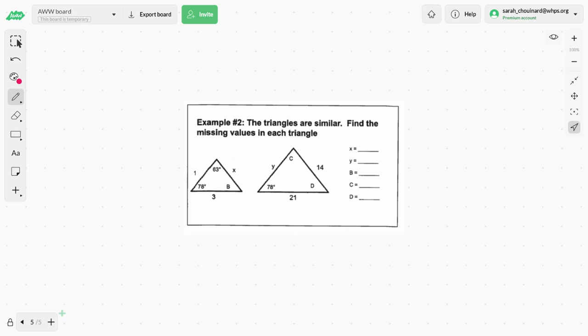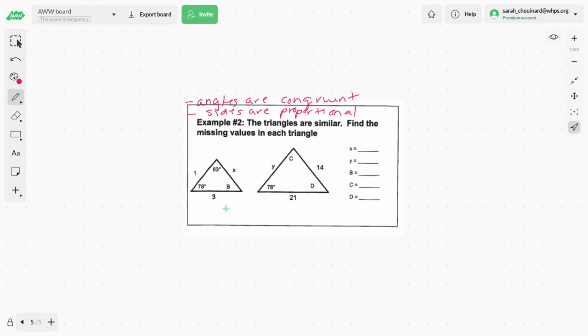So in this example, we know that the triangles are similar. So what we know automatically is the angles are also congruent, because they're similar, and the sides are proportional. That's what we know about similar triangles: congruent angles, proportional sides.